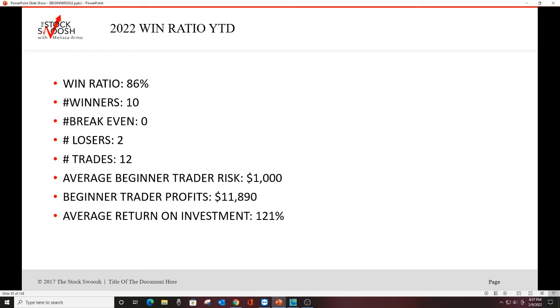Beginner trader profits for this week, if you adhere to your rules and the risk, $11,890 with an average return on investment of 121%. That is adhering to the rules of the risk management, not doing the ones that were outside of it, staying within the parameters, and then also doing these trades.